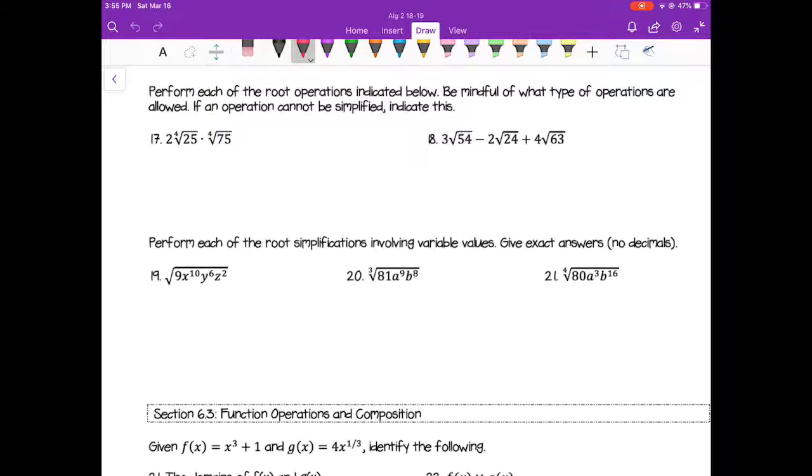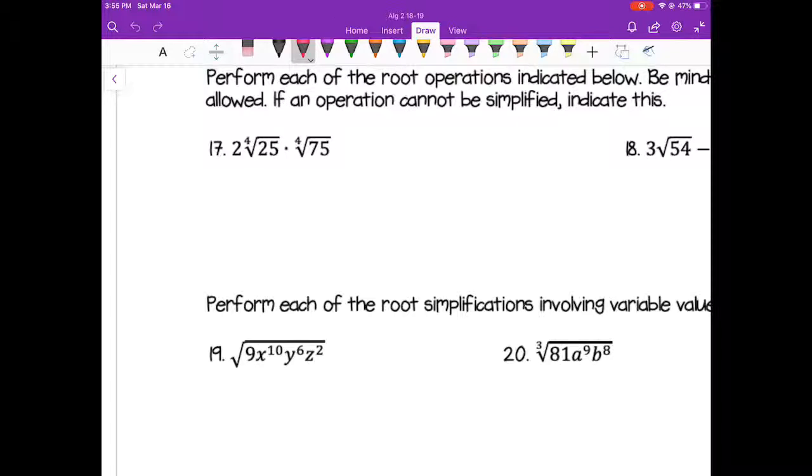And as we finish out the section 6.2 problems, we get the same instructions for problems 17 and 18 that we had for the two prior to it. So basically simplify as much as possible, and if you can't simplify, say why. So for 17, I have 2 times the 4th root of 25 times the 4th root of 75.